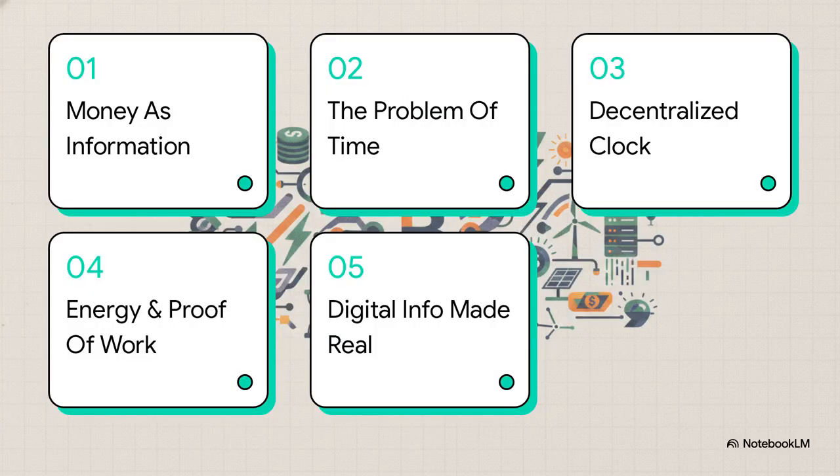Here's our roadmap for today. We'll build this equation piece by piece, starting with money as pure information, then moving on to the problem of time, the decentralized clock, energy and proof of work, and finally, making digital information real.